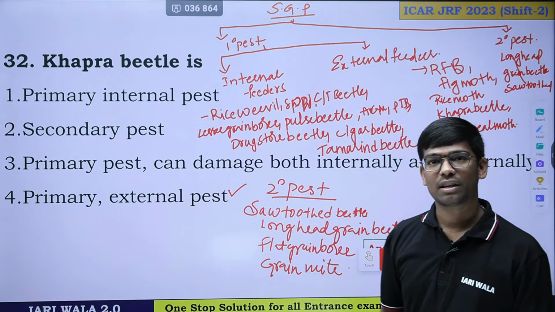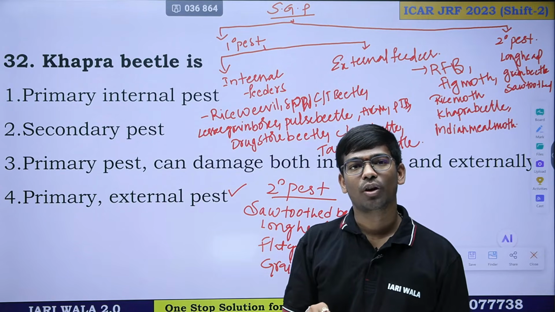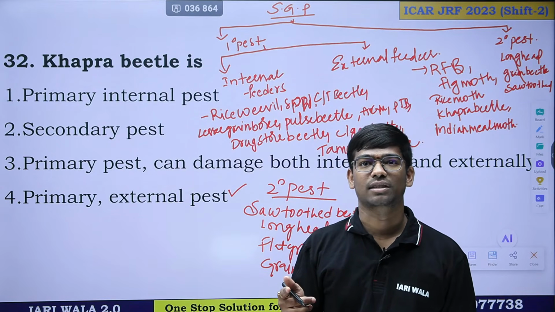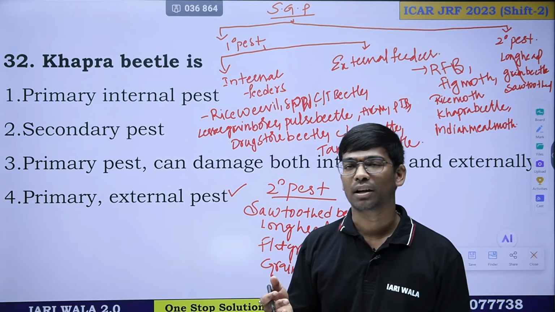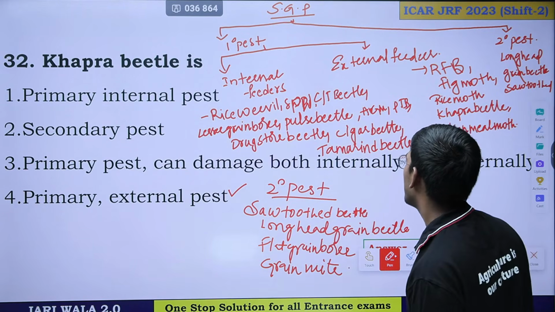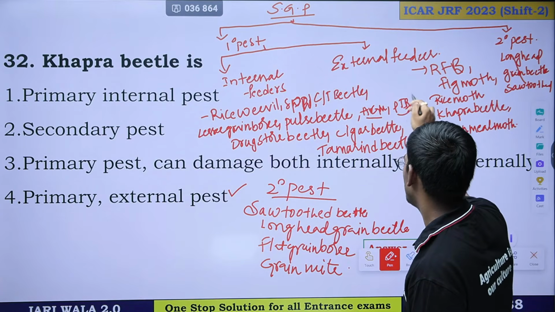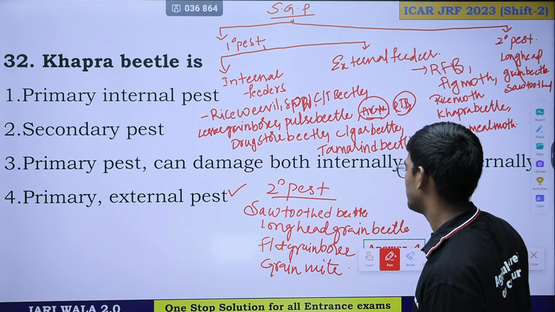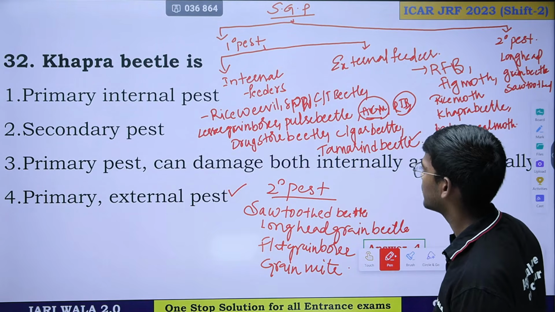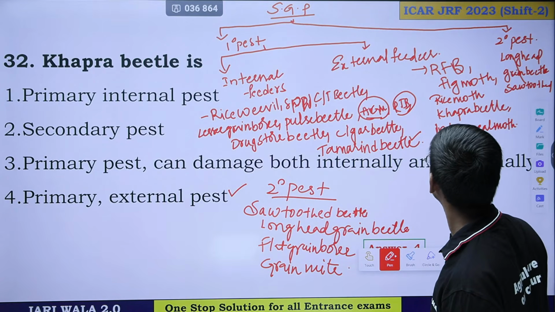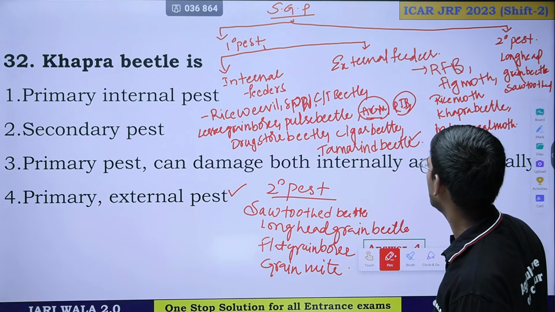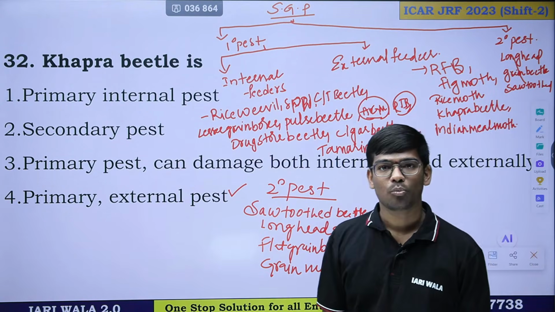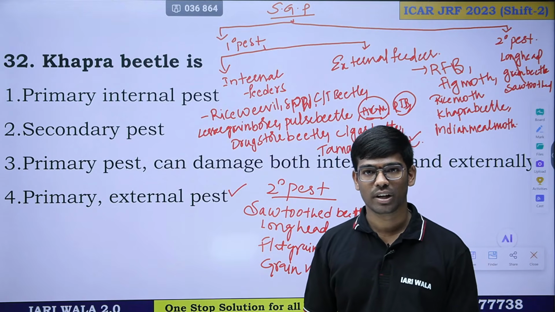In these pests, we need to know which of the following pests cause damage in the field and in storage conditions. In that we have Angoumois grain moth, potato tuber moth, and tamarind beetle. Only these three, both the pests which attack in the field and in the storage conditions.